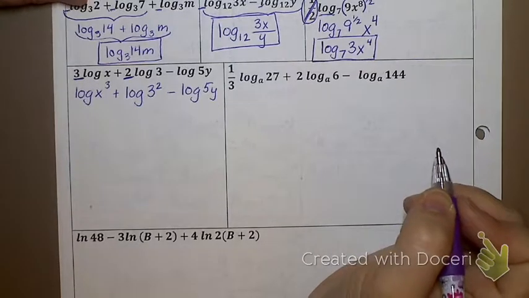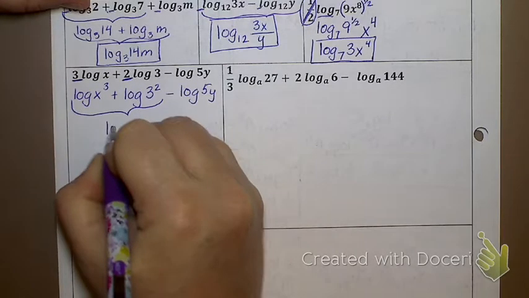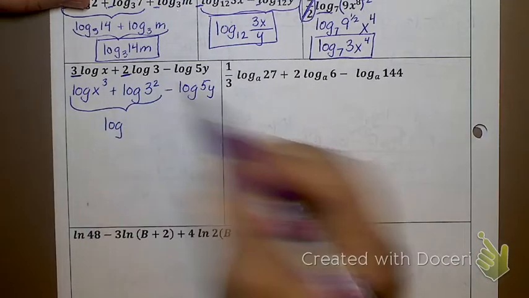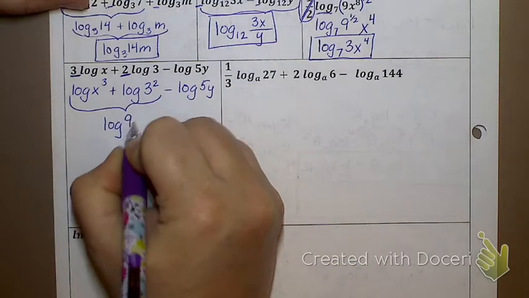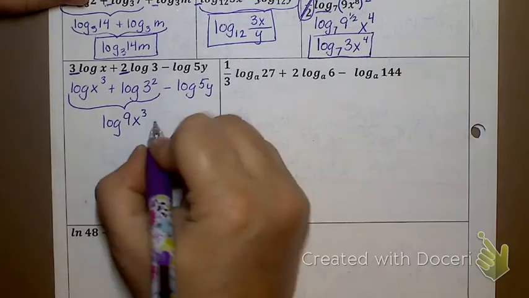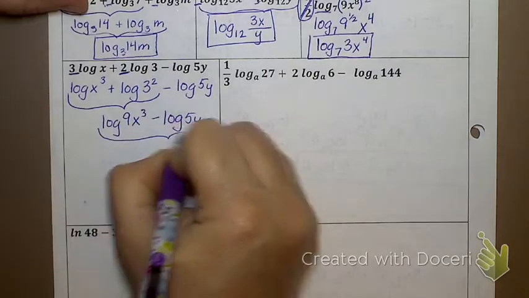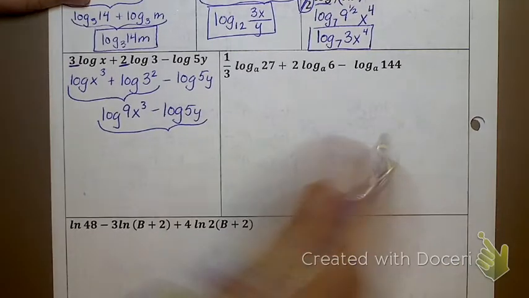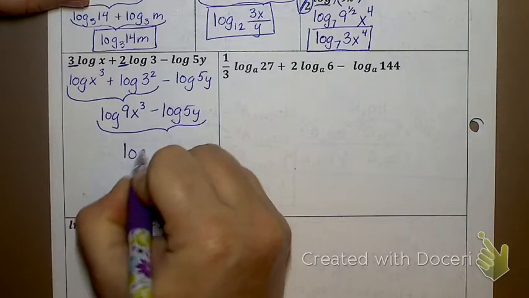And I take 2 at a time. These two give me what? Log x to the 3rd times 3 squared. What do you think I call that? How about 9x cubed? Yeah? Minus log 5y. And now I'm going to combine these two. What are they going to become? It's subtraction, so it's going to become what? Division. That gives me log, what's my numerator?